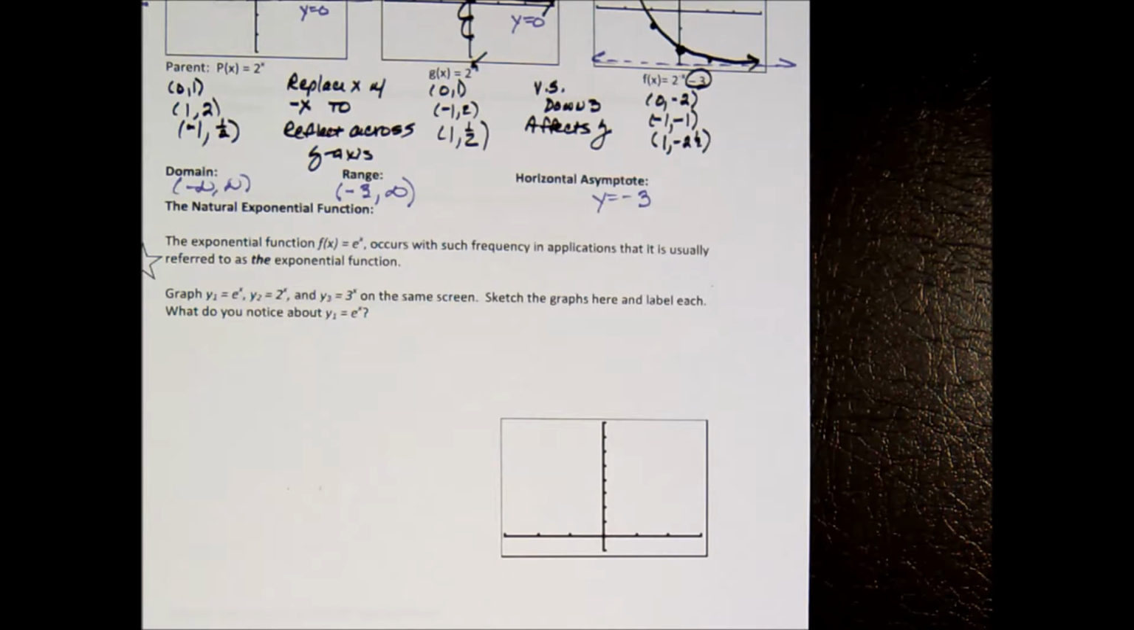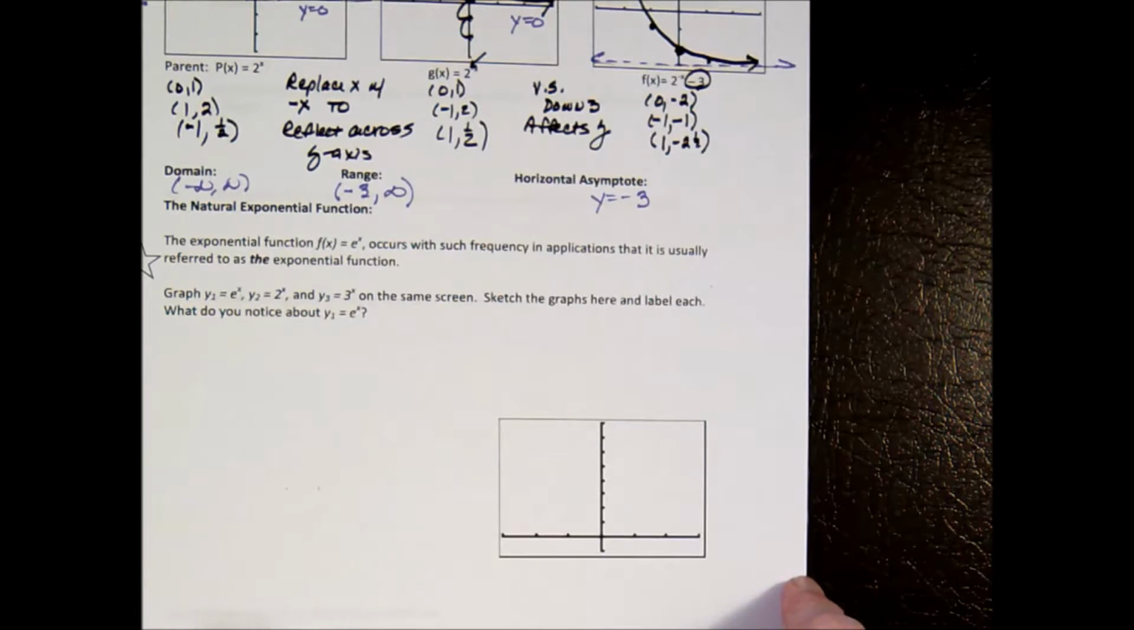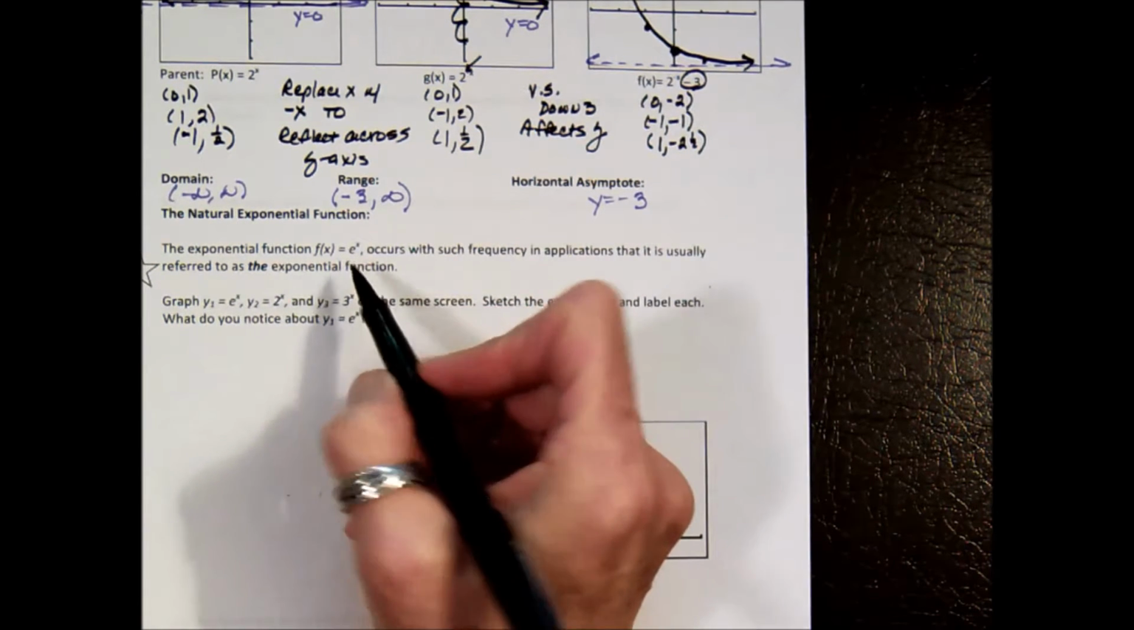The natural exponential function is the exponential function f of x equals e to the x. And it's something that occurs with such frequency in applications and in nature that it's just usually referred to as the exponential function. E is a number kind of like pi. It's a number that comes up all the time in relationships, in applications, and in nature.